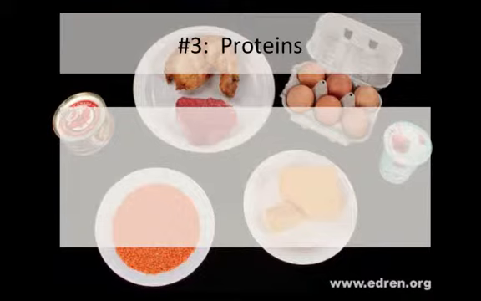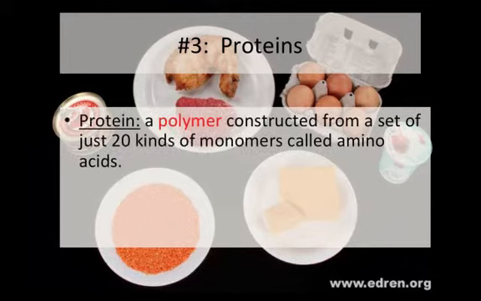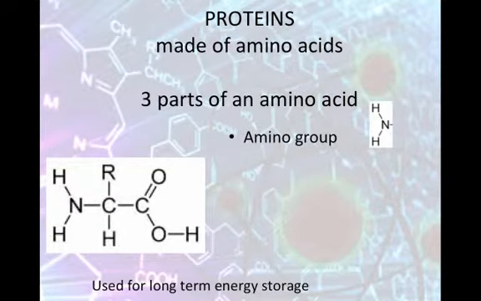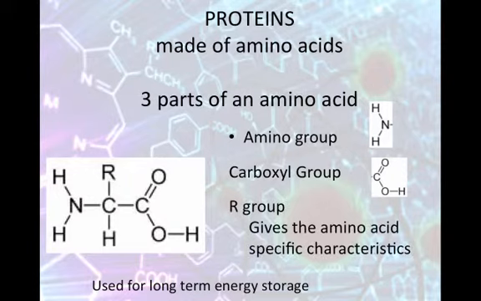Proteins are the third group of macromolecules. A protein is made of monomers called amino acids. There are 20 different amino acids in nature. There are 3 parts to an amino acid: the amino group, the carboxyl group, and the R group.